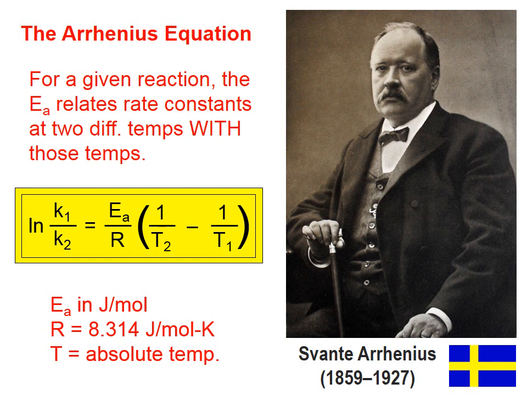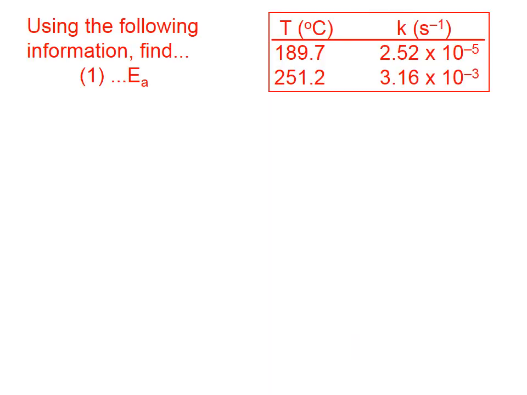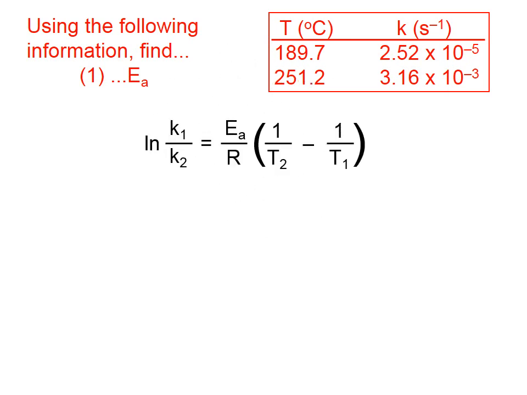So let's do an example problem using this equation. Let's use the information in the table to find the activation energy. Let's write out the Arrhenius equation. What we need to do here is make sure that we get the temperatures and the rate constants in the right spot. In other words, the rate constant that's in the numerator on the left is matched up with the temperature that's in the lower right, and the rate constant that's in the denominator on the left is matched up with the other temperature. Make sure that you don't put something in the wrong spot.